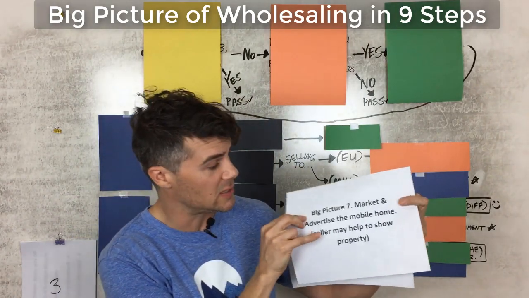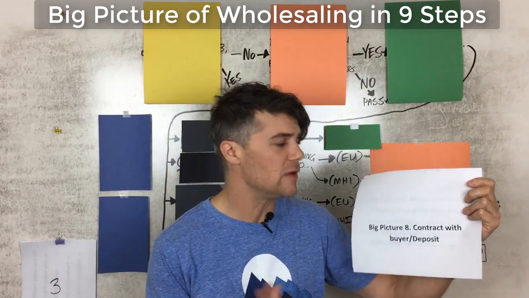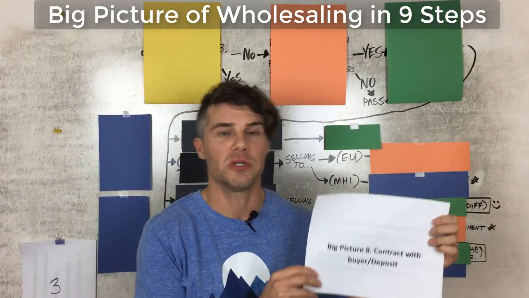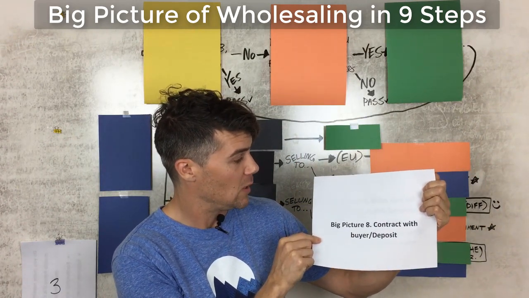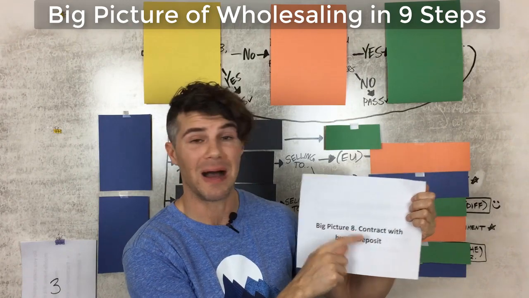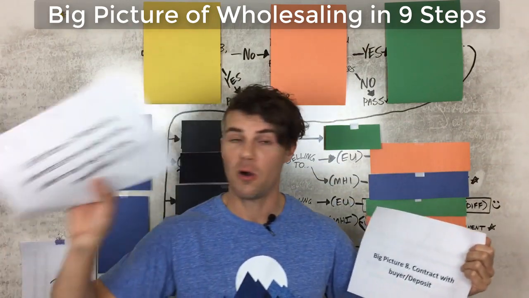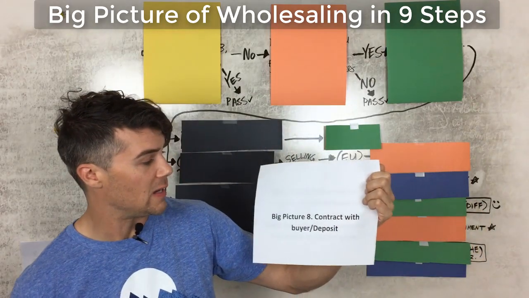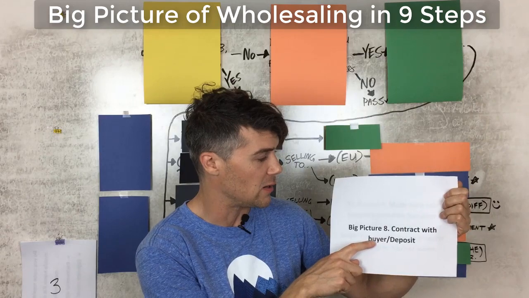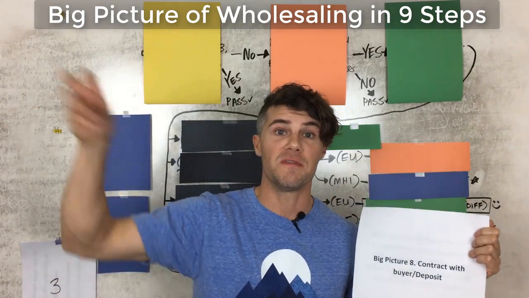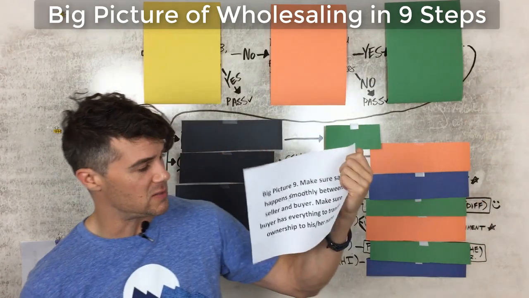But no, actually, the seller should help sell the home, because a lot of times they are going to be there. And if they're not going to be there, then we can get the key and show it ourselves. Big picture step number eight is a contract with the buyer. So number seven is advertise and market the home. And then we want to get a contract with the buyer and a deposit. We'll talk about that a little bit later. But we've marketed the home. Now we've found a buyer. We're getting a contract with them and a deposit.